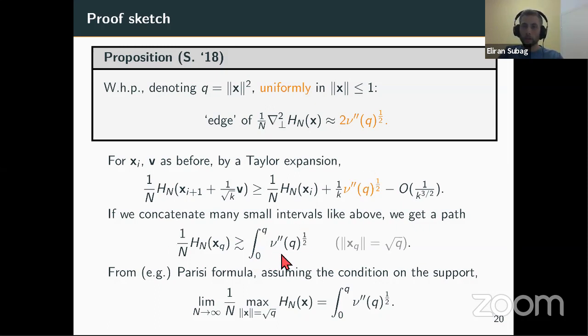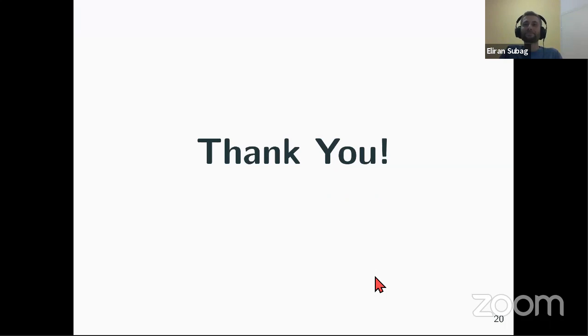So now we have this lower bound on the energy. And by some other argument, for example, by the Parisi formula, under the condition star that we assume in the theorem about optimization, we know that the ground state energy at radius square root q is exactly this integral. Okay, so you prove that your path achieves this energy, and you know by some other argument that this is the maximal energy, and therefore you finish the proof. And I'll stop here. Thank you.